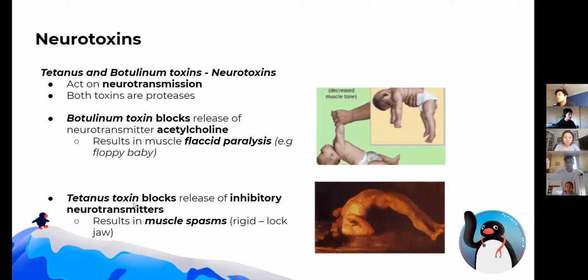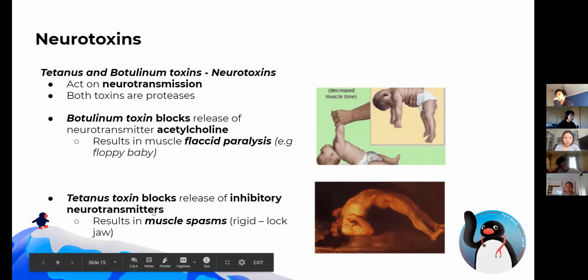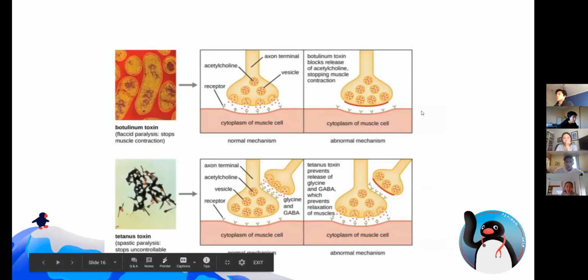Tetanus, on the other hand, works slightly differently. The tetanus toxin blocks the release of the inhibitory neurotransmitters that would normally inhibit the action of acetylcholine. So this results in muscle spasms, and you essentially can't relax again, so you're rigid, kind of like this painting here. And this is a quick diagram summing up the two toxins.